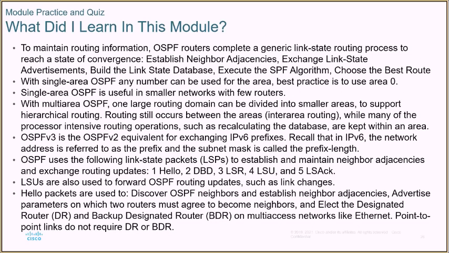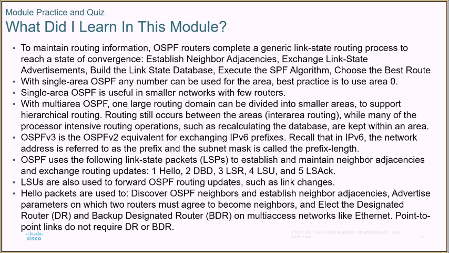OSPF version 2 is basically the same as OSPF version 3, but of course, version 2 uses IPv4, version 3 uses IPv6. And so, of course, they've just redesigned it to work with IPv6. And so OSPF uses the following link state packets to establish and maintain neighbor adjacencies and routing exchange updates. So hello packets, database description, link state requests, link state updates, and link state acknowledgements.